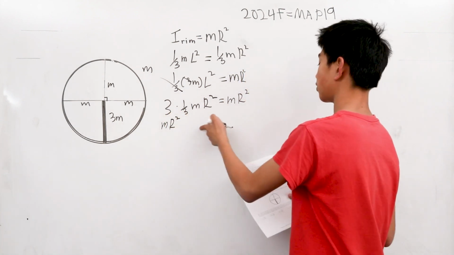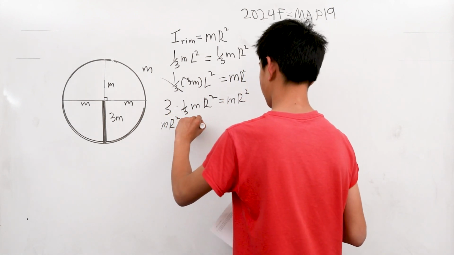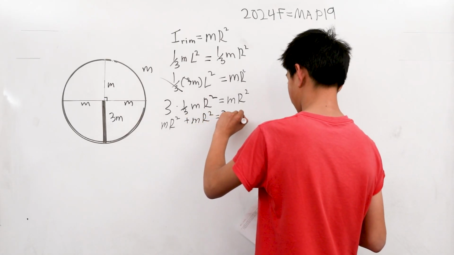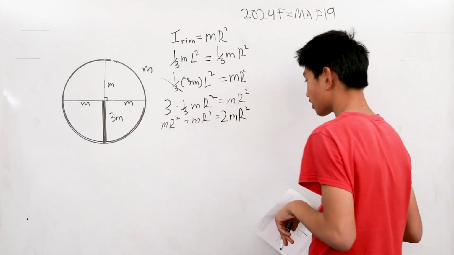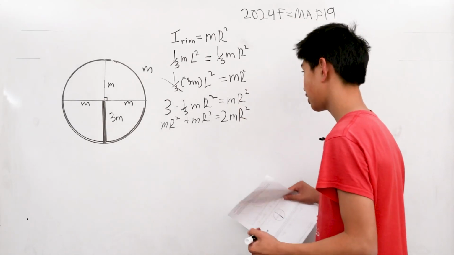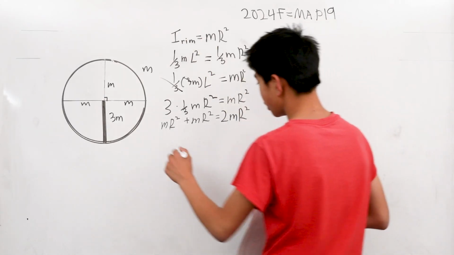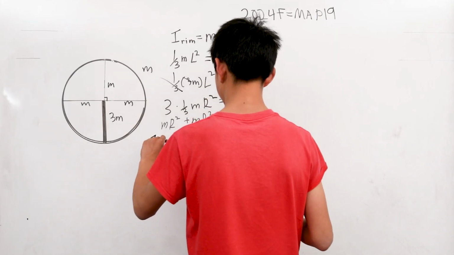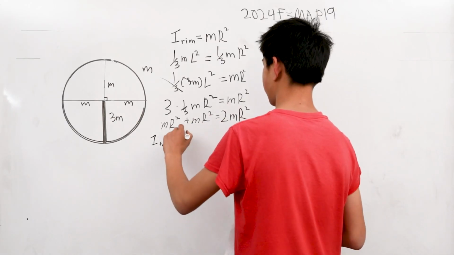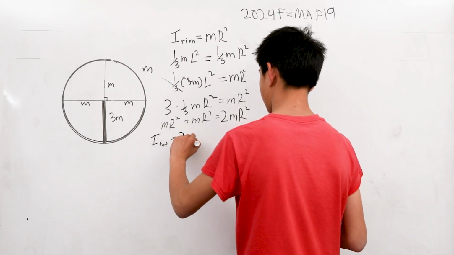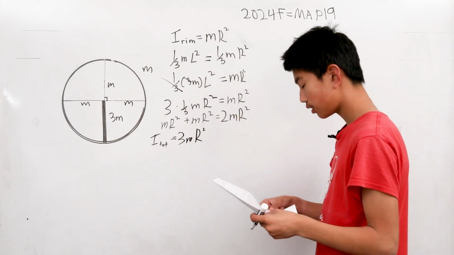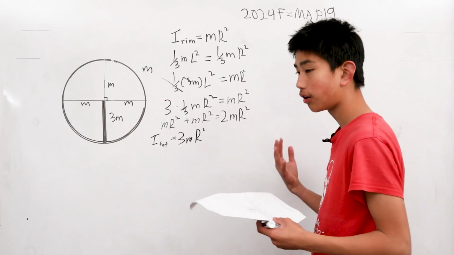Now, we're summing these two together, so mr squared plus mr squared is 2mr squared. Now, we want to find the total inertia, and that means we have to account for the inertia on the rim. So our total inertia is equal to mr squared plus 2mr squared, which is 3mr squared. Now, we have this on our inertia.